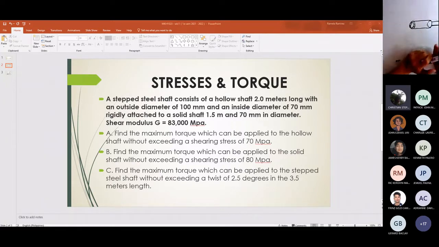So, according to the problem, the steel shaft, na meron siyang dalawang hollow shaft, 2 meters long. And then the other one is a solid shaft, which is 1.5 meters long. So, ito 1.5 meters. So, this is a solid shaft, while this one is a hollow shaft. So, dalawa yung ating shaft dito. Okay?